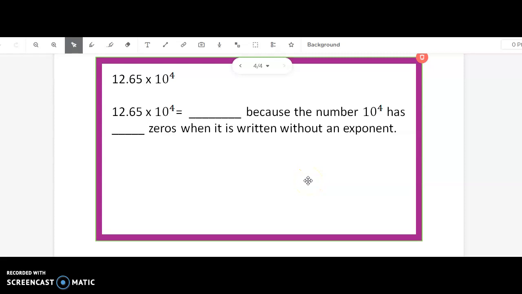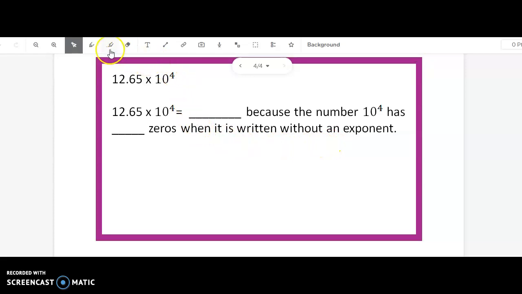Let's take a look at slide number 4 in your lesson today in Classkick. It says 12 and 65 hundredths multiplied by 10 to the 4th power. Your job is to read through and fill in the blanks. It says 12 and 65 hundredths times 10 to the power of 4 equals, we need to find a product there, because the number 10 to the 4th power has blank zeros when it is written without an exponent.